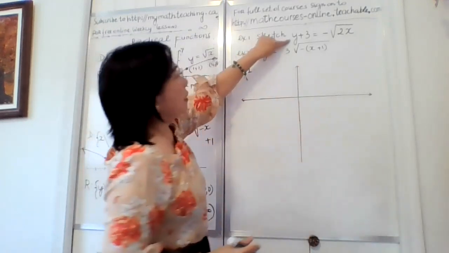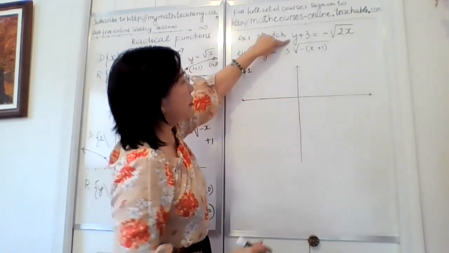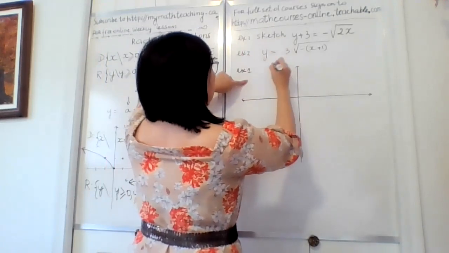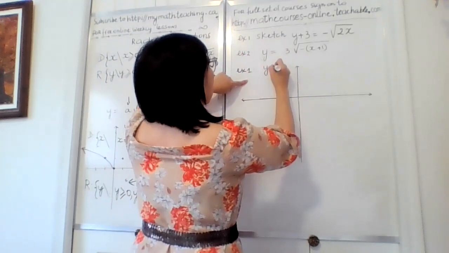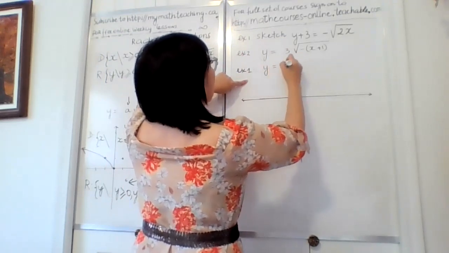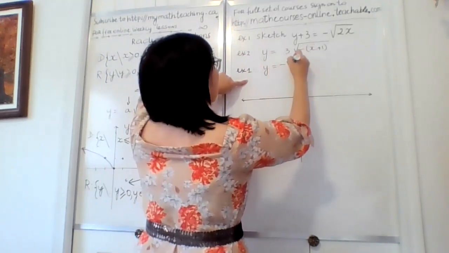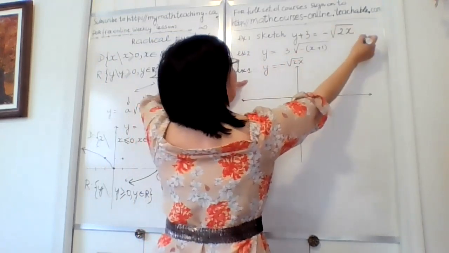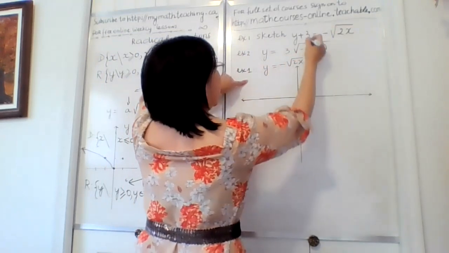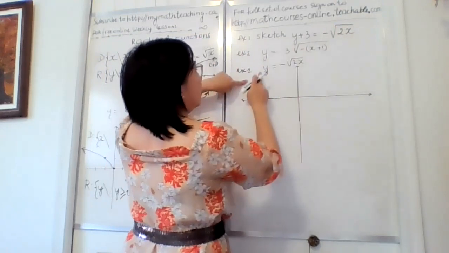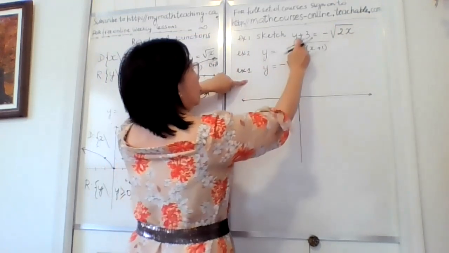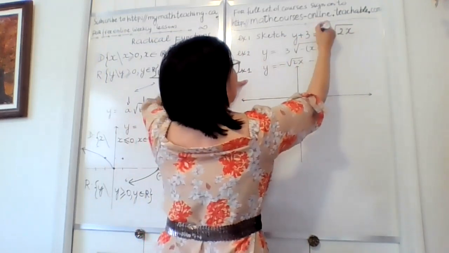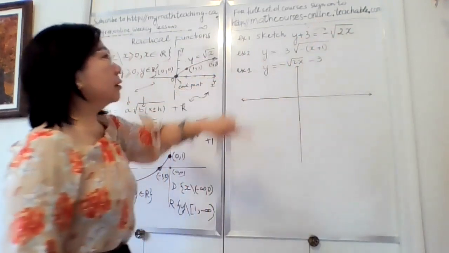Now, before I sketch this, let me rearrange this function a little bit. I will rearrange it like this: y equal minus square root of 2x, minus 3. I move the number 3 to the right-hand side because we separate it from the y function, right? So the number becomes minus 3 when we move it to the other side of the equation, right?